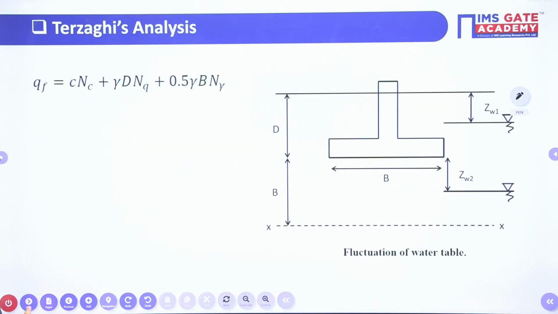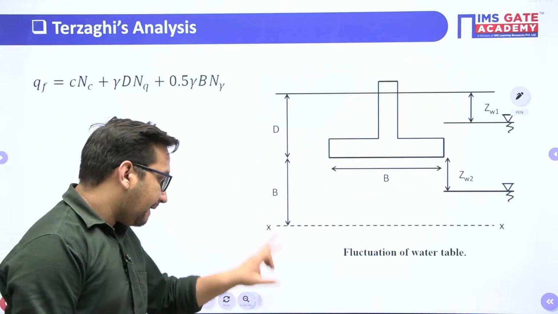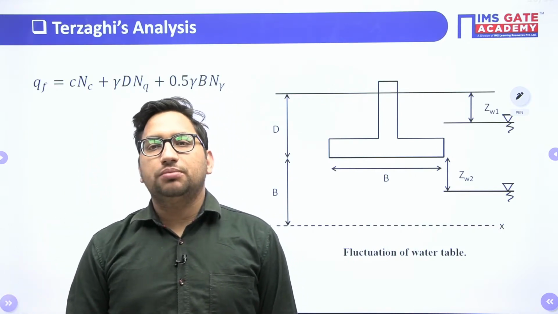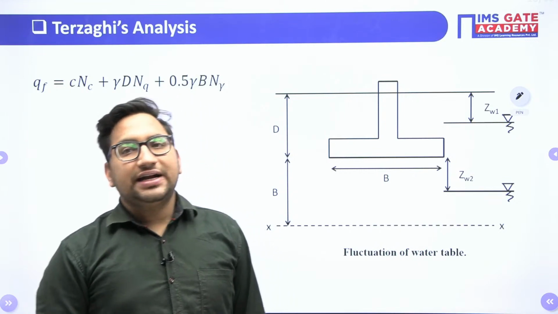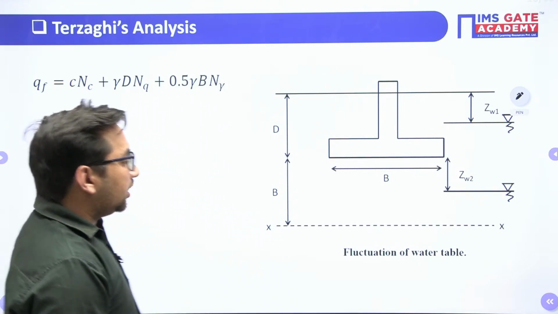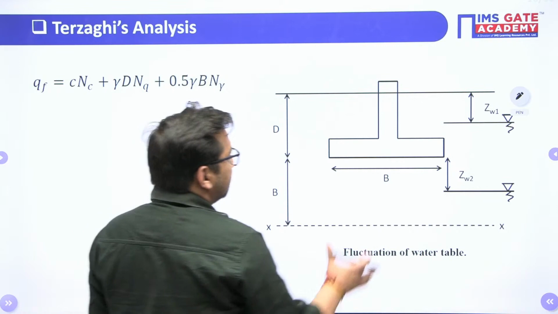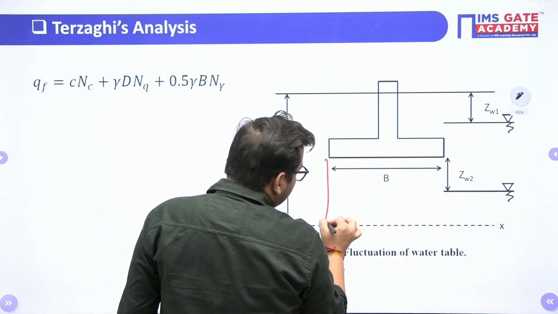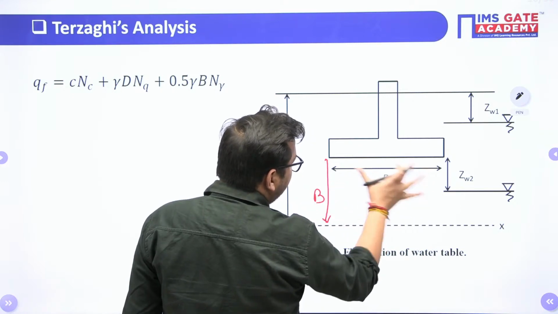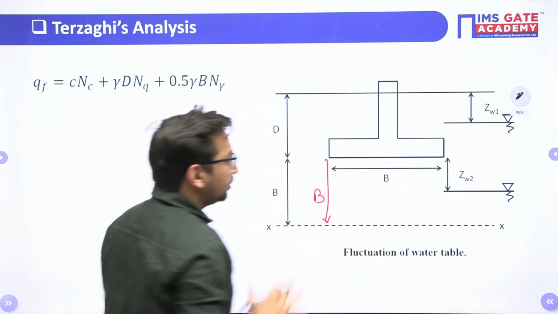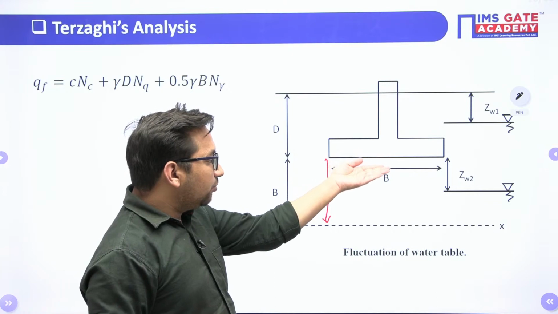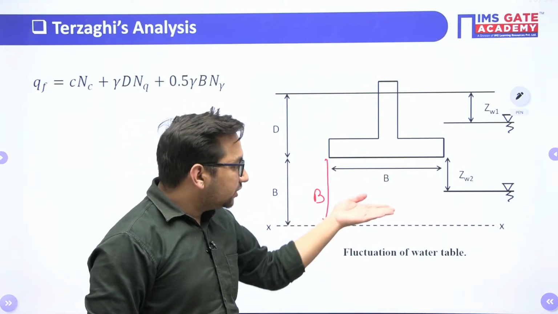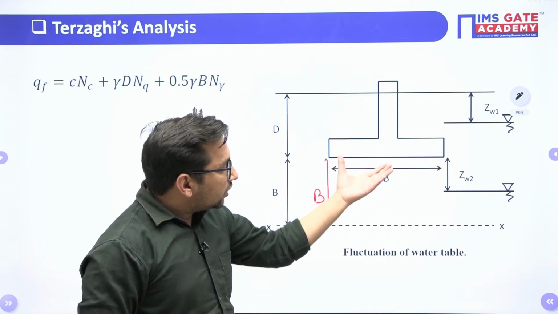There is another case where we have to take the effect of water table. Now we know that the zone of influence of any foundation lies up to a depth equal to the width of the footing below the base of the foundation. So from the base of the foundation, if you move down to a depth equal to the width of the foundation, up to this point only is the zone of influence of this particular foundation.